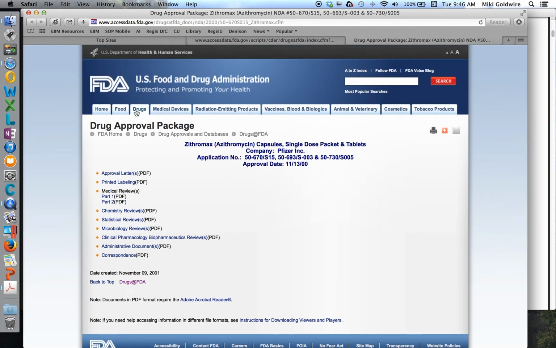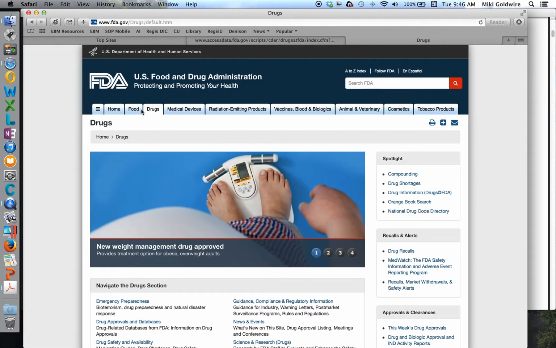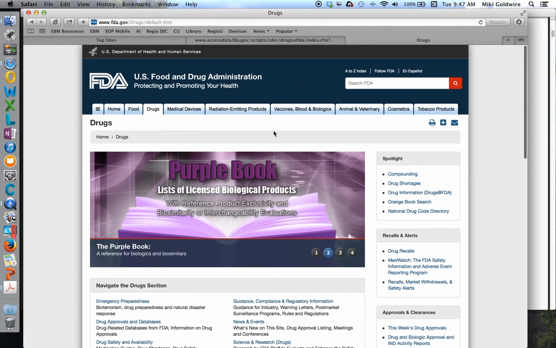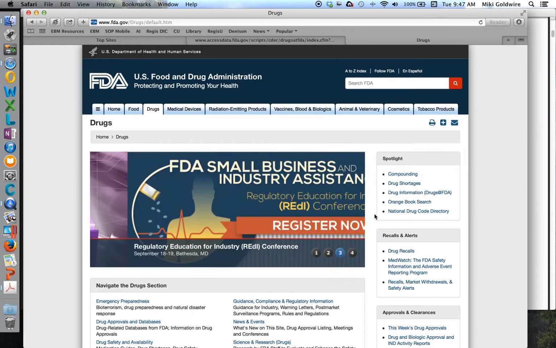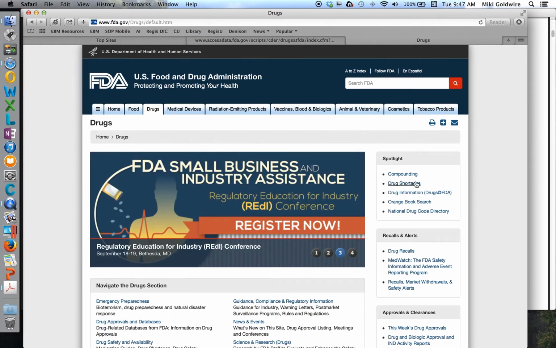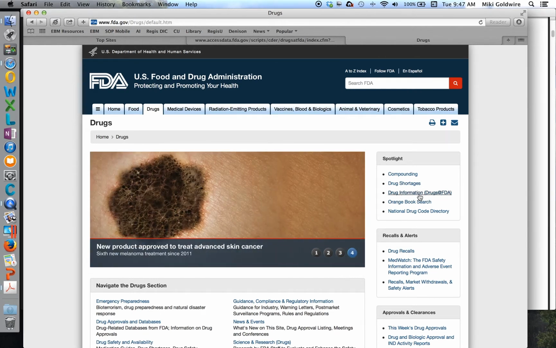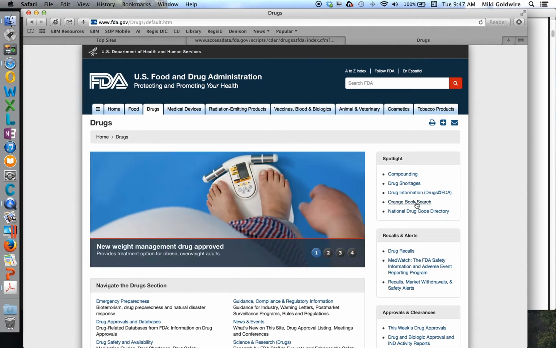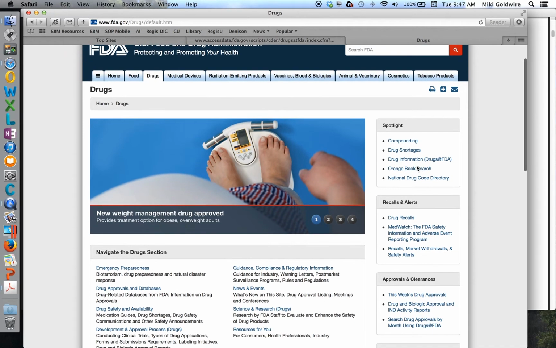But if I go back to the FDA and I choose the tab Drugs, you will see a lot more information available. For example, you can see a listing over here to the right for drug shortages. And then here is the drug information. Again, this is the Drugs at FDA that we were just at. The Orange Book. The Orange Book is our book of equivalence. So it basically tells you bioequivalence between brand name and generic names.